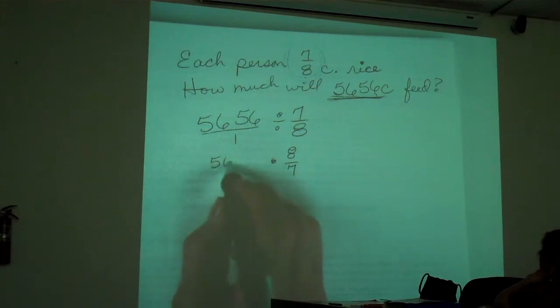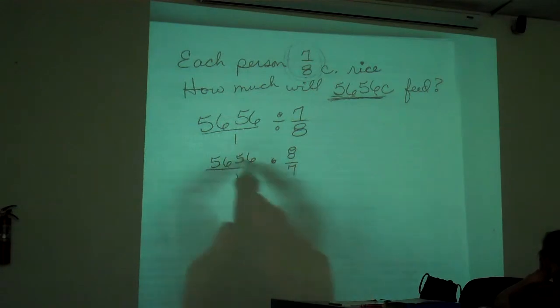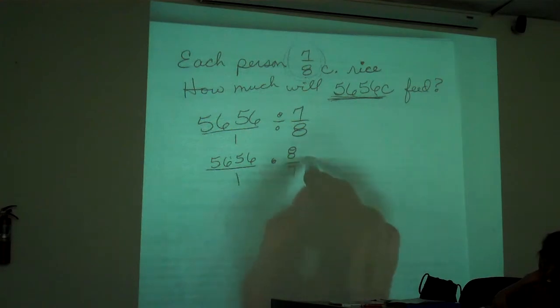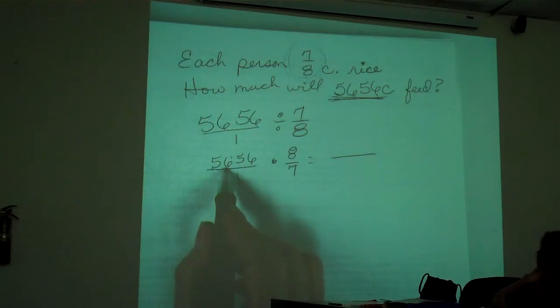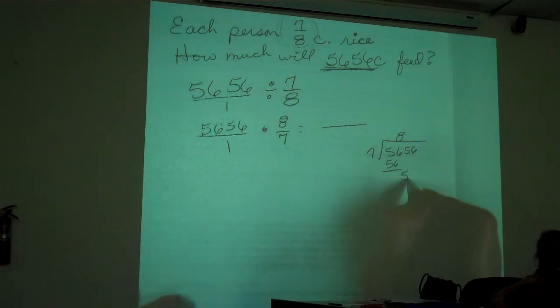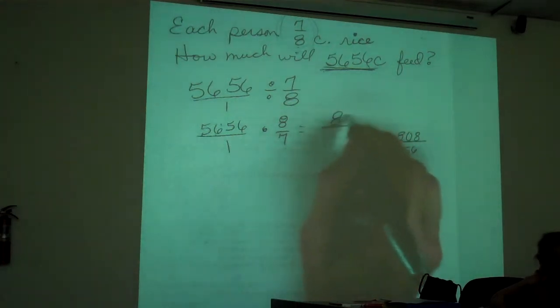I used a number that would divide by 7. You know why? Because I wanted to be able to divide this easily, so we could divide before we multiply. So, see 56 divided by 7? 8 times. Let's see, 56 divided by 7 is 8. So it can feed 8 people. Oh, sorry, that's not that number.